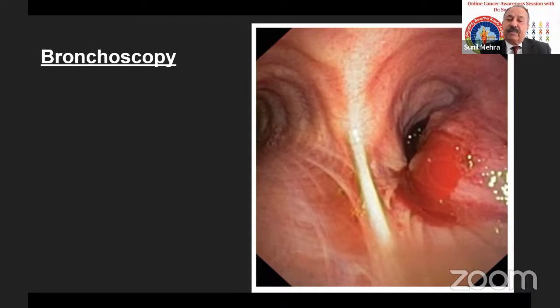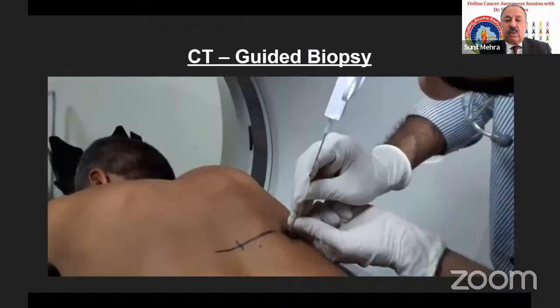Next slide. If, like in that CAT scan we showed, the nodule is in the back, your doctor will send the patient to the radiologist in your hospital, who will do a CAT scan guided biopsy of that lesion and make a diagnosis. Then we can send this patient to our oncologist friends or surgeons. Next slide.